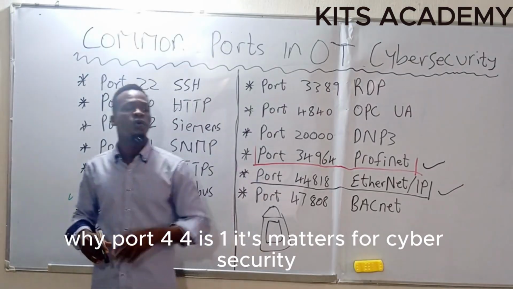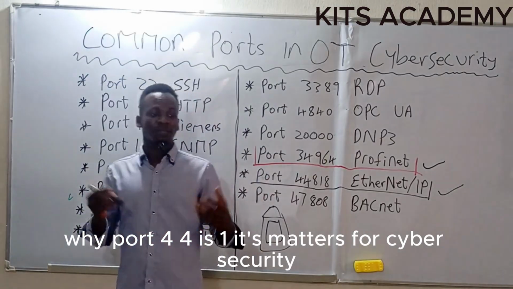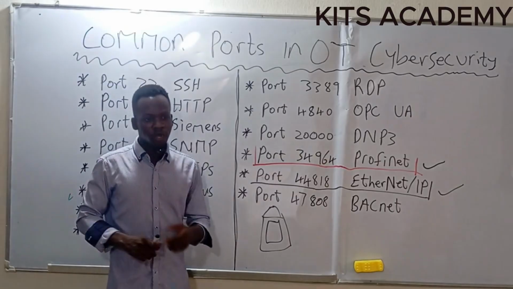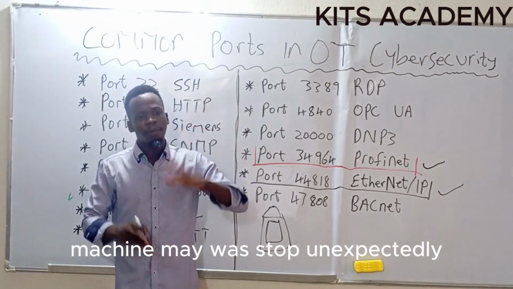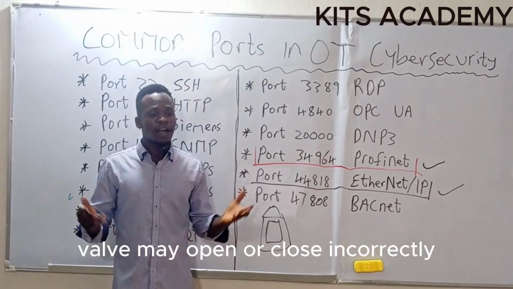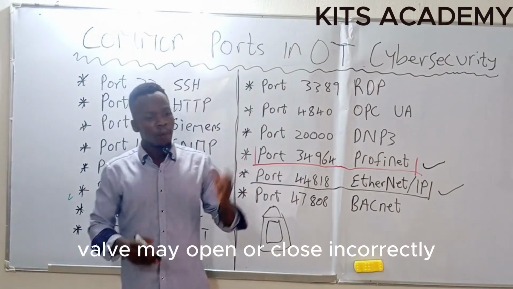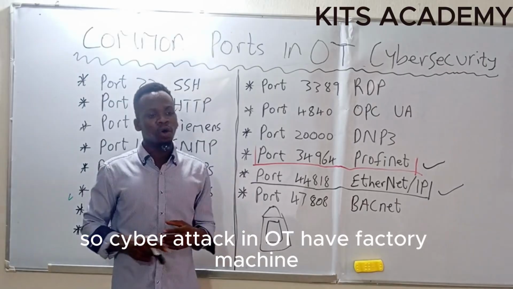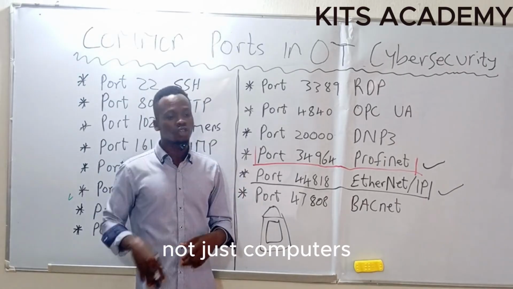Why does port 44818 matter for cybersecurity? It carries control instructions. If someone interferes with it, machines may stop unexpectedly, valves may open or close incorrectly, production can be hurt. So a cyber attack in OT affects real machines, not just computers.